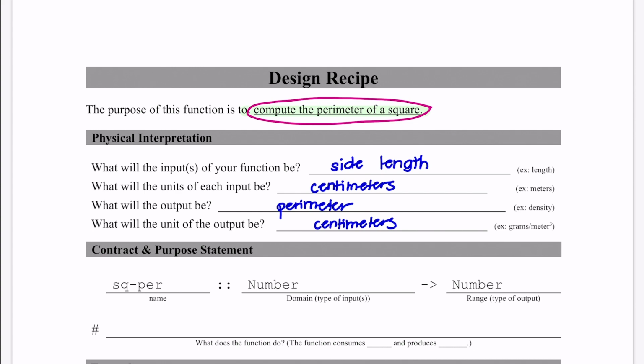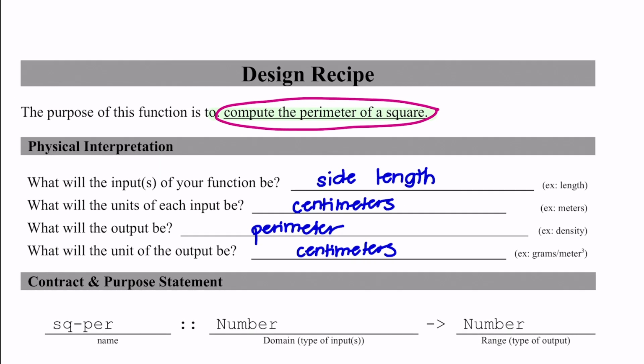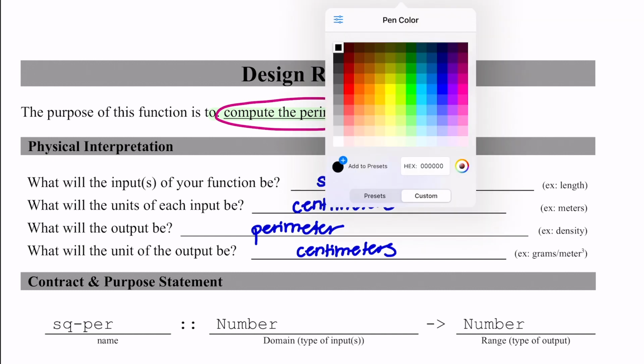All right, now we're going to write the contract and purpose statement. The contract of something is that we're going to agree to do something, right? We're going to tell Pyret this is what we're agreeing to.